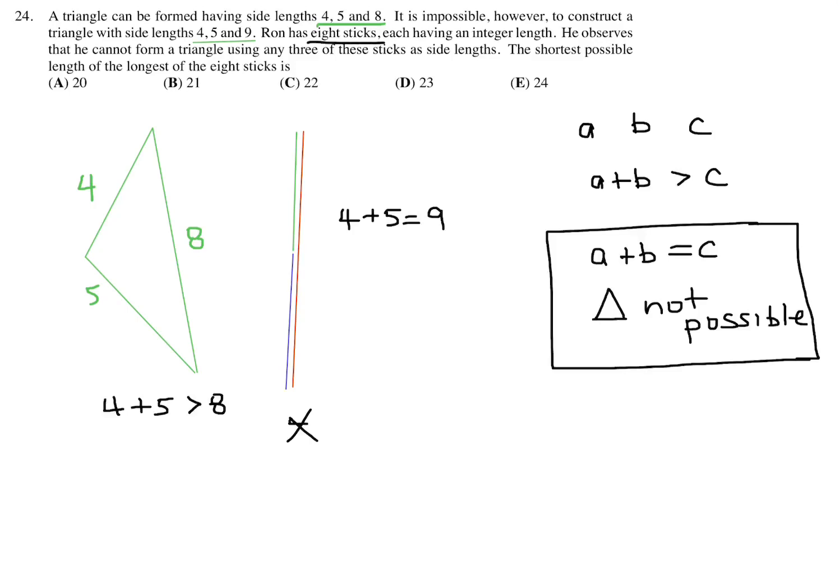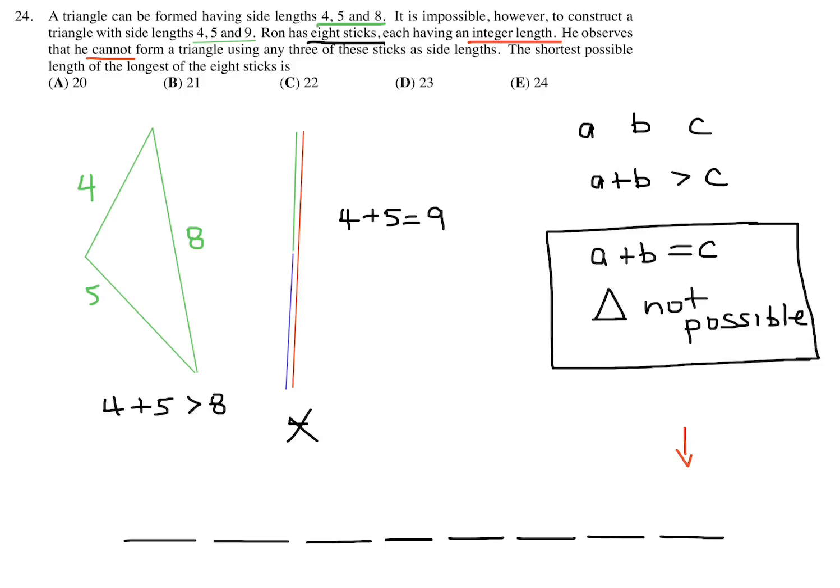So we are given 8 sticks, right? So we got 1, 2, 3, 4, 5, 6, 7, 8 sticks. And each of these 8 sticks has an integer as its value. And he's noticing that he cannot form a triangle with any of these 3 sticks. And they want you to figure out the shortest possible length of the longest stick, which I'm denoting as the final one, because I'm going to have numbers in increasing order from smallest to largest. All right, no problem. Let's start with this.